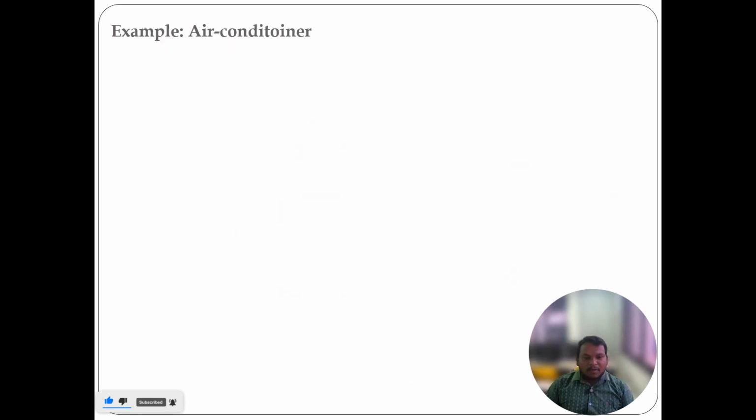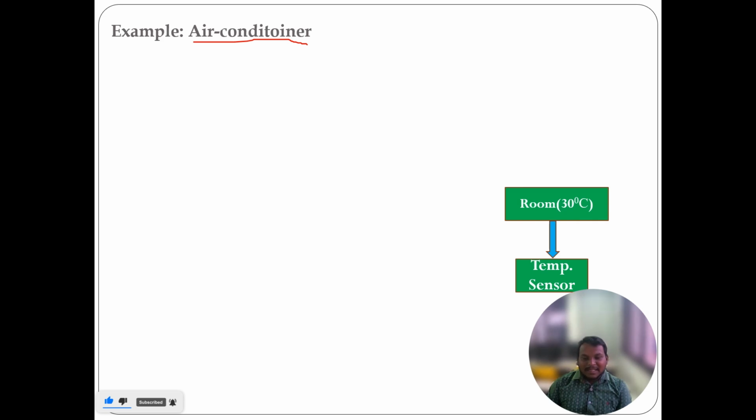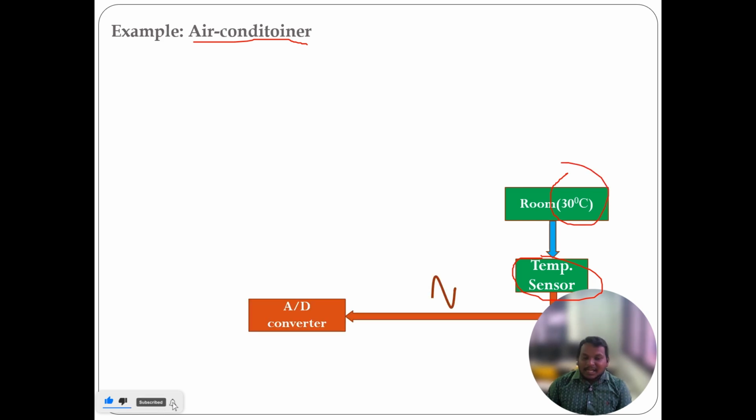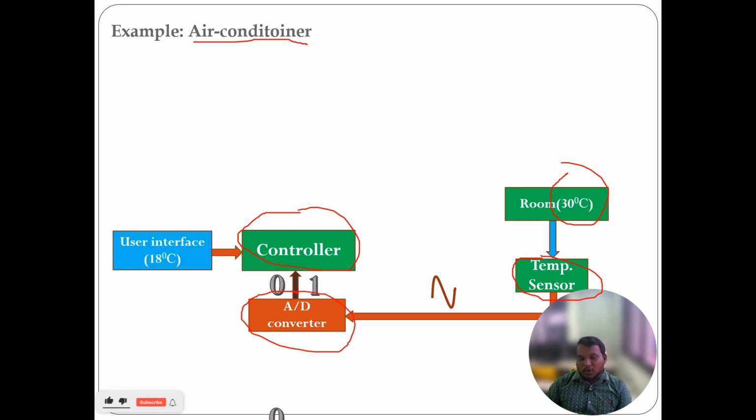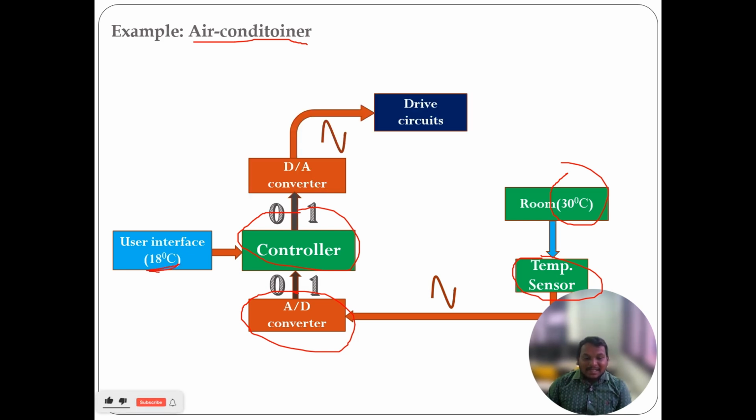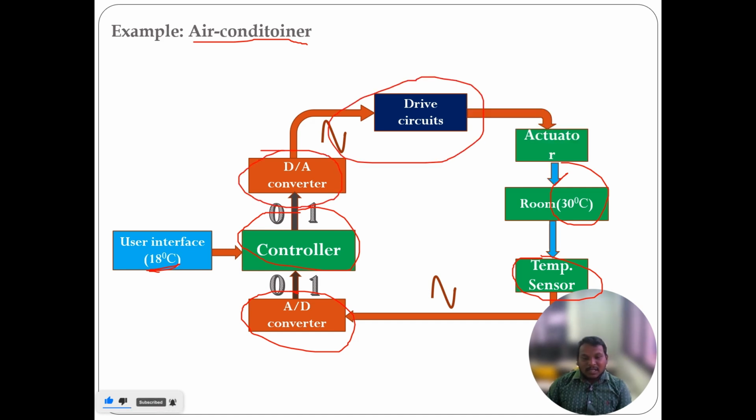See one example of an air conditioner. The room temperature is measured by the temperature sensor, which is 30 degrees centigrade, and it is sent to the microcontroller with the help of an analog to digital converter. The user interface is connected to the controller. The user requires 18 degrees Celsius. So again, we send the data to the driver circuit with the help of analog and digital converters. The drivers send the data to the actuators. So in the next process, the room temperature will be decreased to 18 degrees Celsius.